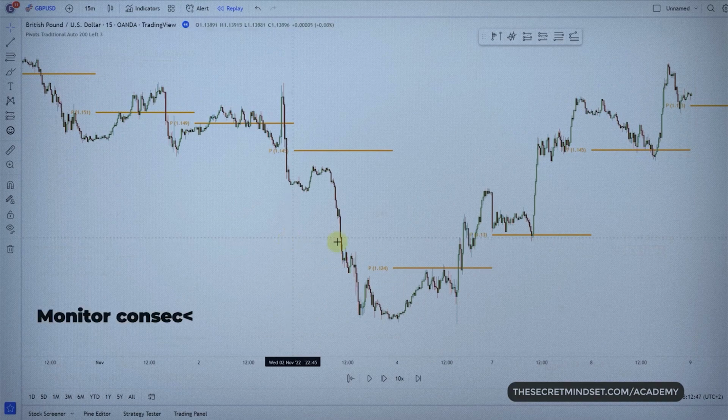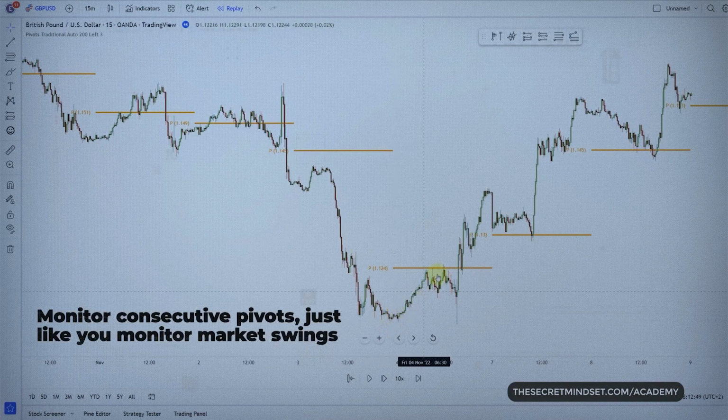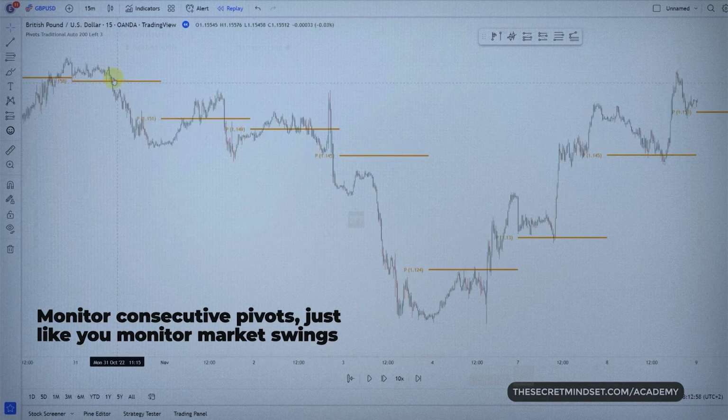If you are used to monitoring the recent swings to determine the trend, like higher highs and higher lows, add the central pivot and start doing the same thing. Monitor consecutive highs and lows, but on pivots.